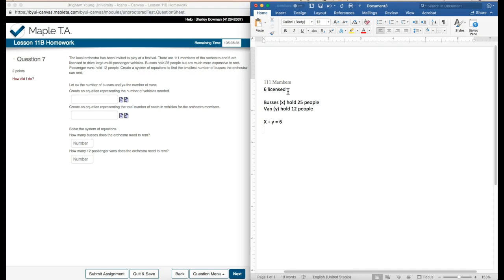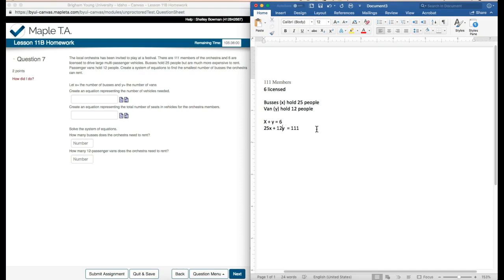The next one is representing the total number. This is where our members are going to be, and I can even put in the 111 at the end so that we know that we're getting to that point. I'm going to have some members on buses and some members on vans. So I'm going to also know that I have buses and vans being added together here. But I can't just add the number of buses and the number of vans. On the bus, 25 people can fit, and here 12 people can fit on the van.